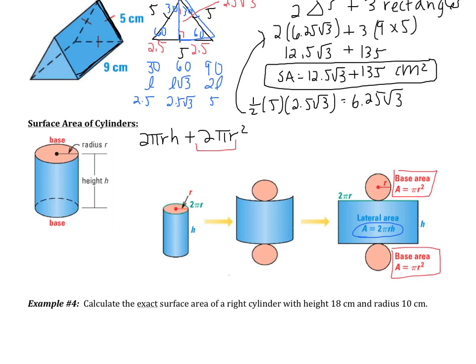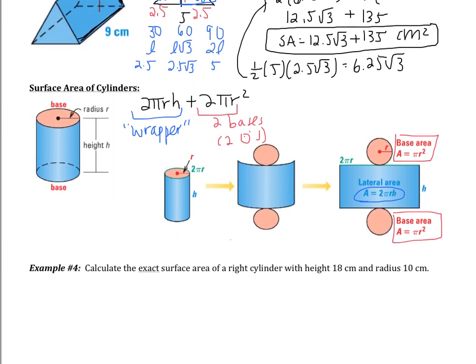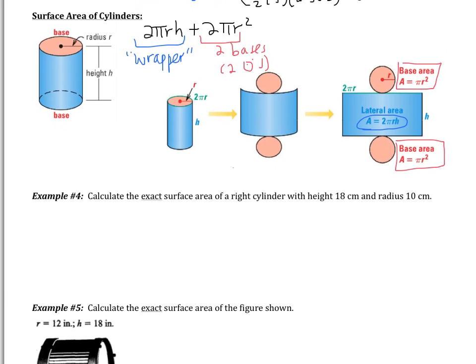2 pi r squared is the 2 bases, or the 2 circles. And then the 2 pi r h is what I like to call the wrapper. So I think of it like a soup can. The 2 pi r h is like the label that you take off of the soup can. So anytime that you try to find the surface area of a cylinder, you have a formula. You're just going to substitute right into the formula. So let's try it with example number 4.